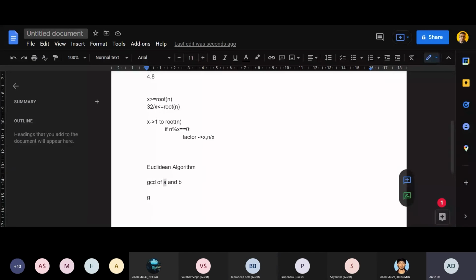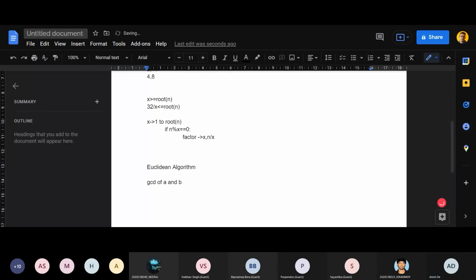So this will go up to root of maximum A comma B. Okay, so this is a good approach, but we can do better. So how can we do better?